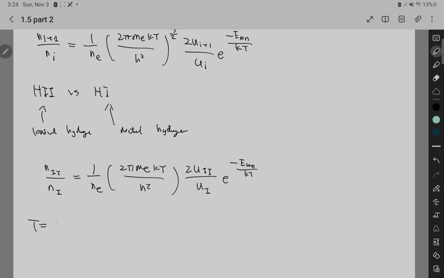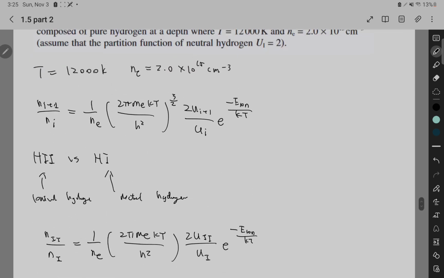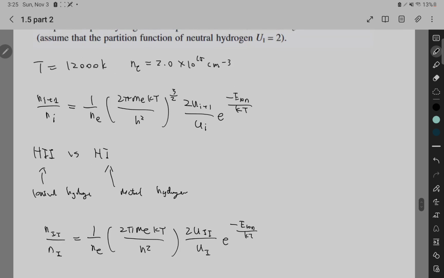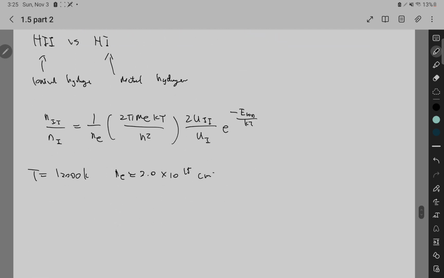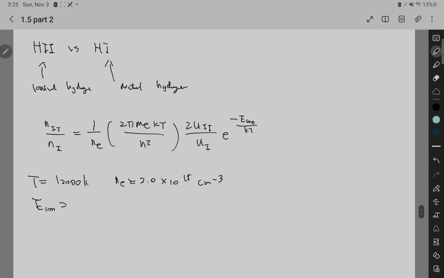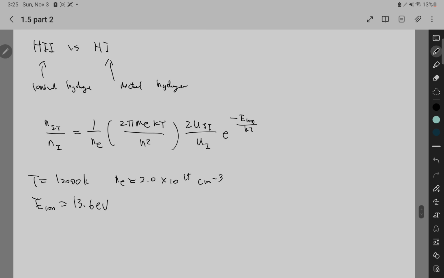Well, we first know the temperature. We write down this, and then we know the number density, 10^15 centimeter to the power of negative 3. We know that E_ion is going to be equal to 13.6 eV.